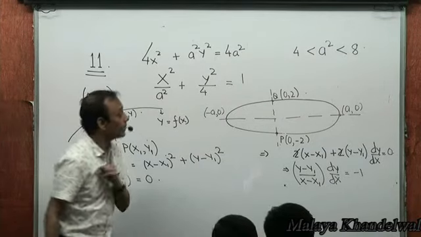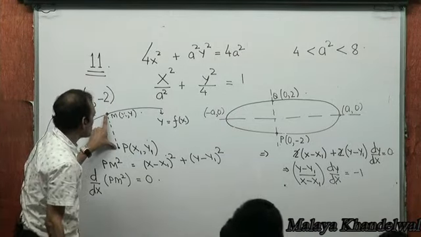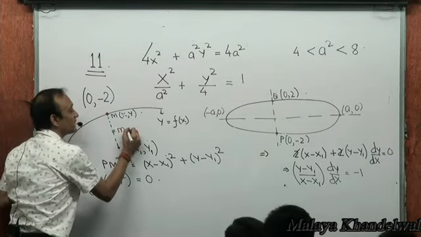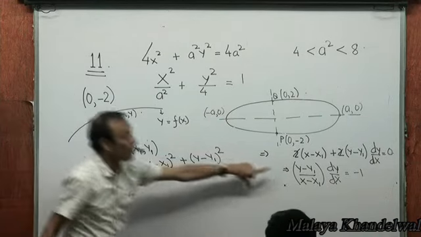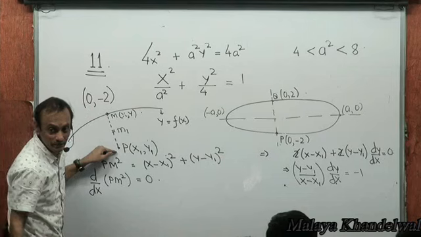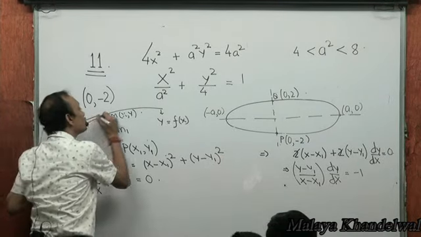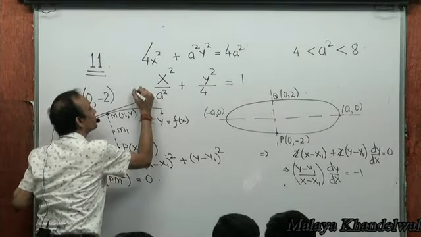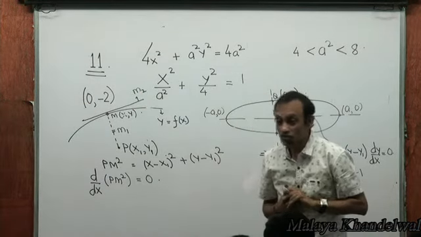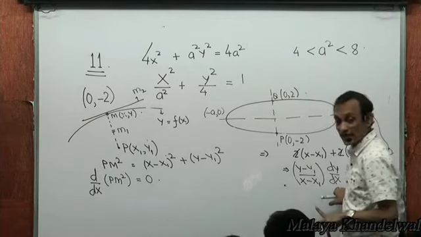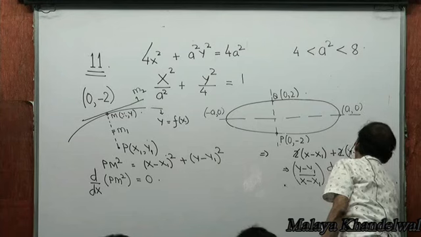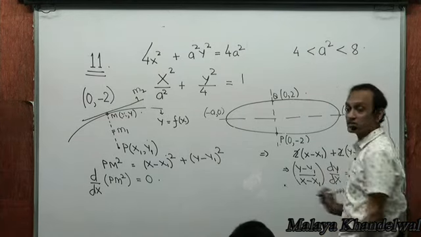Now, (y minus y1) by (x minus x1) is the slope of the line joining P and M, call it m1. dy/dx is the slope of the tangent at M, call it m2. Yes or no? And don't I get m1 m2 equal to minus 1?